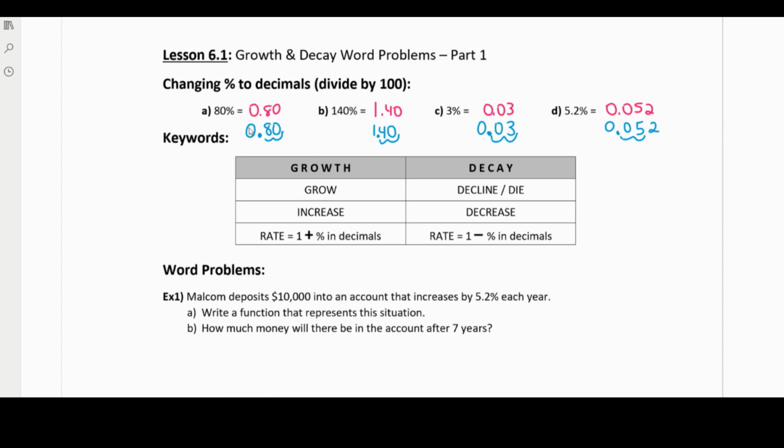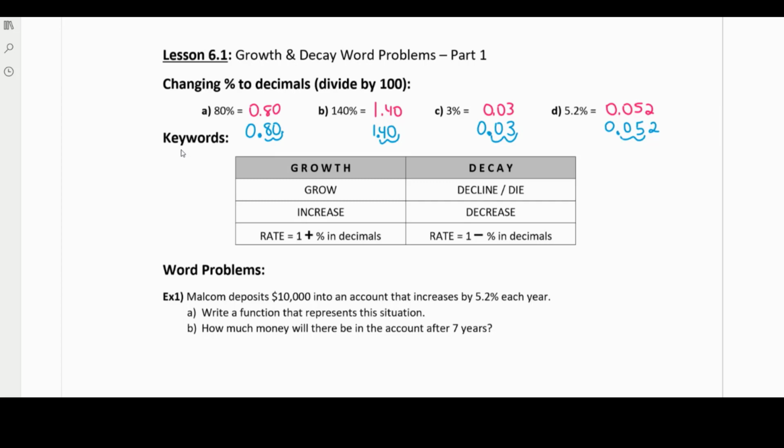So there you go. You can change the percentage by using the calculator. All you have to do is take the number and divide by 100, and you get the decimals. Or you can move the decimal point 2 decimal places to the left.